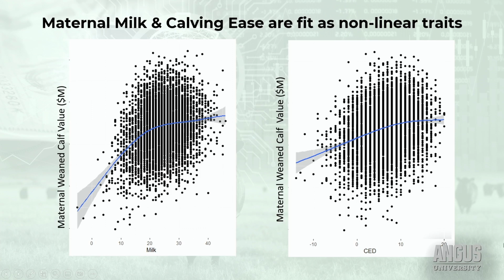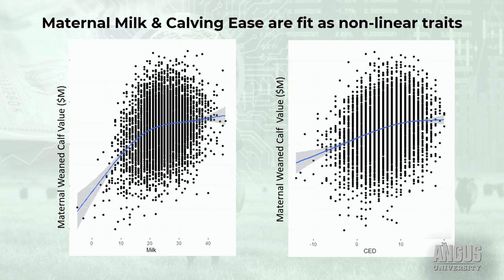If you look at these two graphs, basically what you're going to see is that we have milk on the left-hand side, calving ease direct on the right, and you can see that blue line. That blue line is this nonlinear curve that we're talking about. As you follow up that blue line, you can see that once we get to around 20 to 30 pounds of maternal milk, we start to really see the increase in maternal weaned calf value level out due to that specific trait.